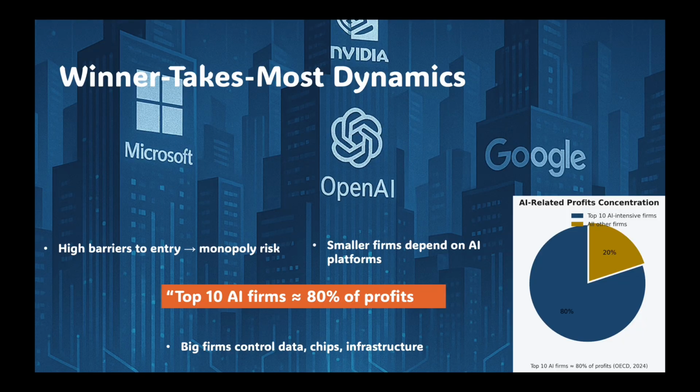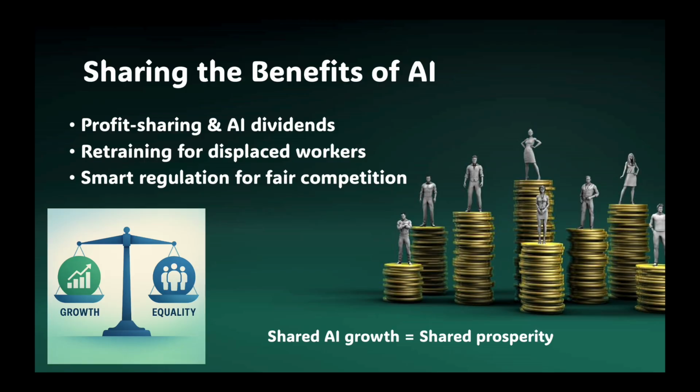A few firms with data, scale, and algorithms dominate entire industries, while many workers experience stagnant wages or job displacement. In other words, AI is amplifying inequality even as it grows the economy. The challenge moving forward is ensuring that AI's productivity gains are shared broadly. Policymakers could respond with profit-sharing models, retraining programs, or taxation on automation profits, ensuring that growth doesn't come at the expense of fairness.